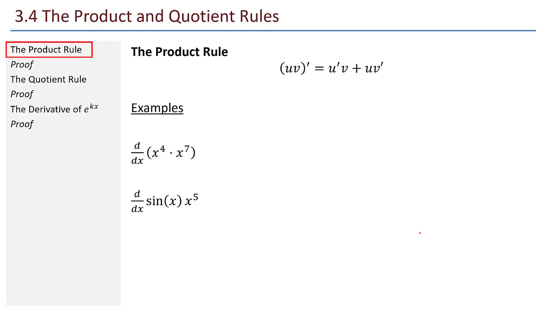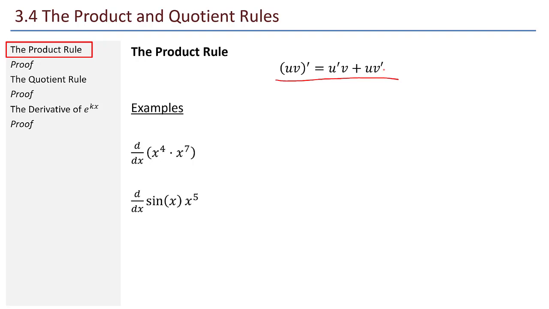So how about the product rule? In short, it says this. Suppose I have a product of two functions, u and v. So u is really just shorthand for some function in x, and so is v. Then the derivative of u times v is u prime v plus u v prime.